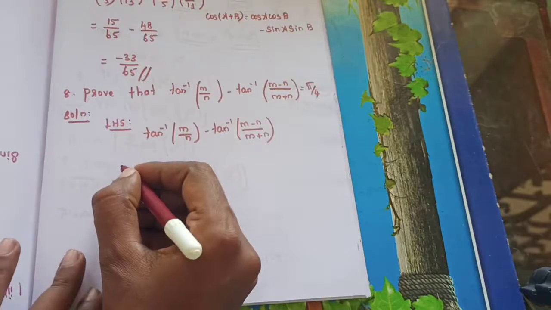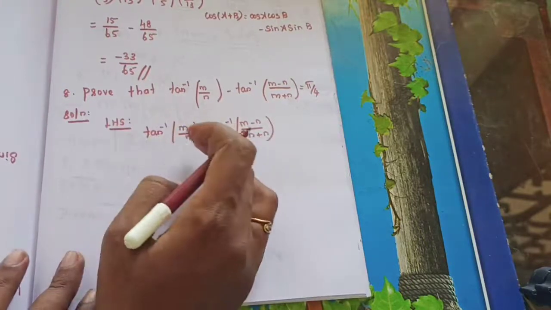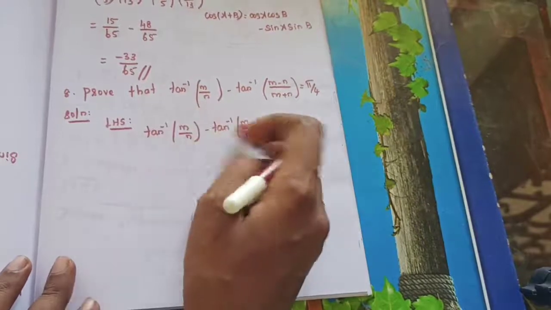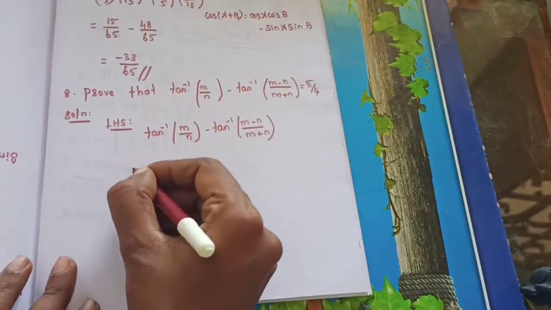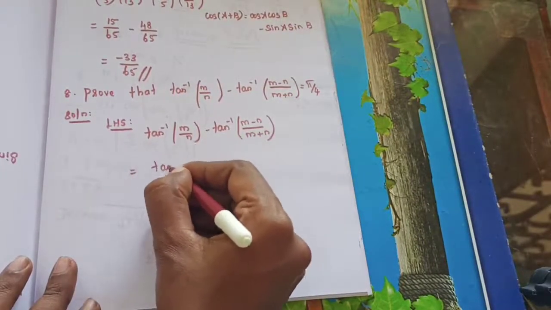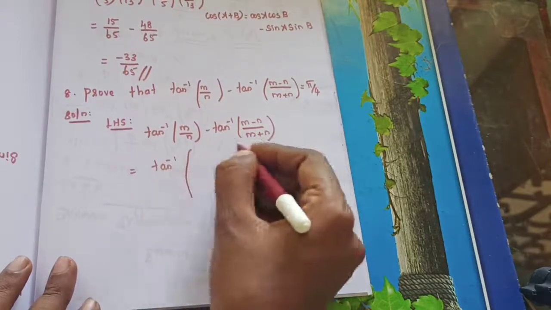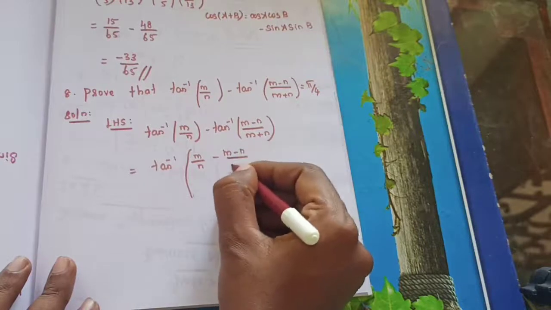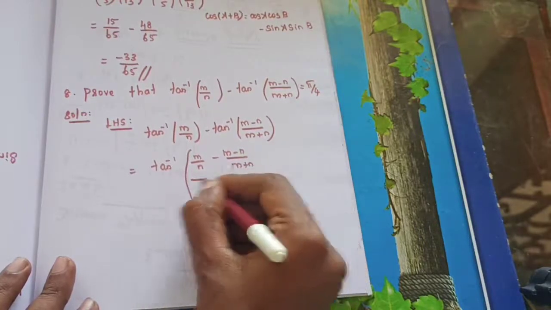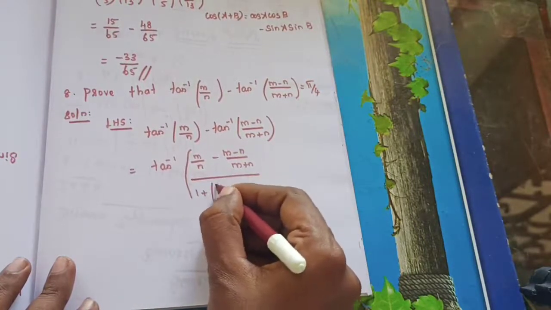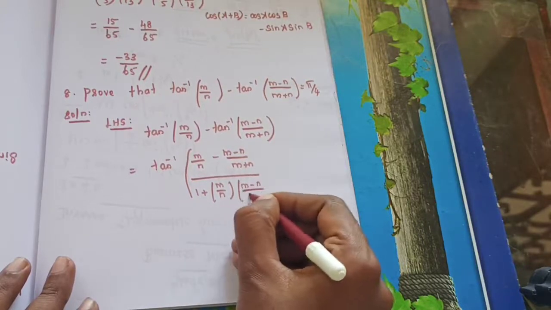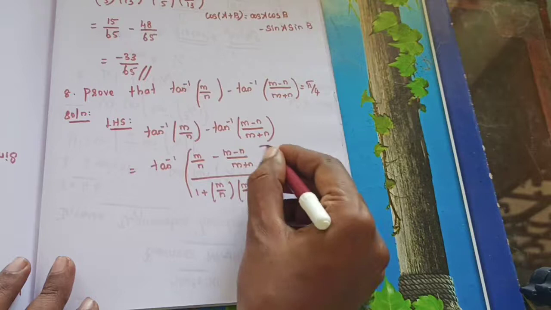What's the formula for tan inverse of a minus tan inverse of b? You have learned the formula. Otherwise, tan inverse of x minus tan inverse of y. So I'm not going to write the formula again. You know already. Tan inverse of x minus y divided by 1 plus xy. Is it right? So in the place of x, m by n, and in the place of y, m minus n divided by m plus n, divided by 1 plus m by n into m minus n divided by m plus n.